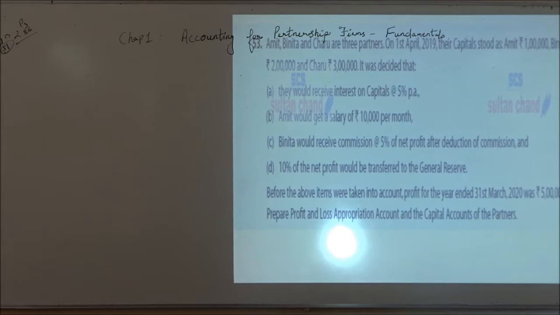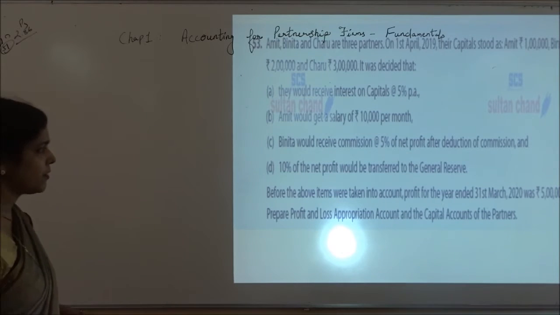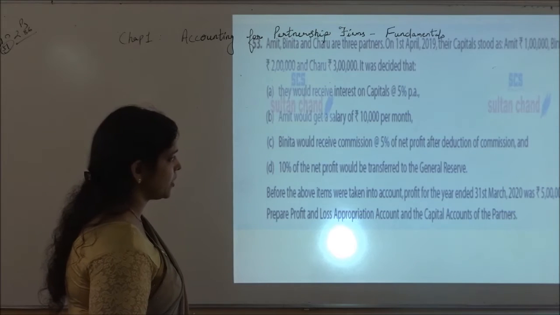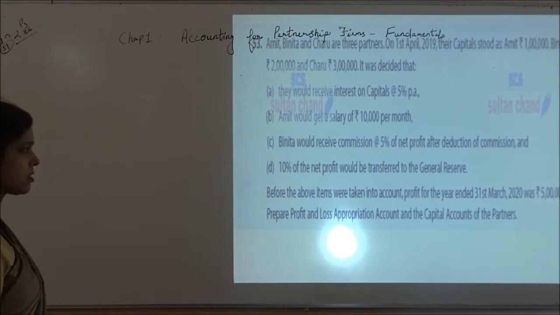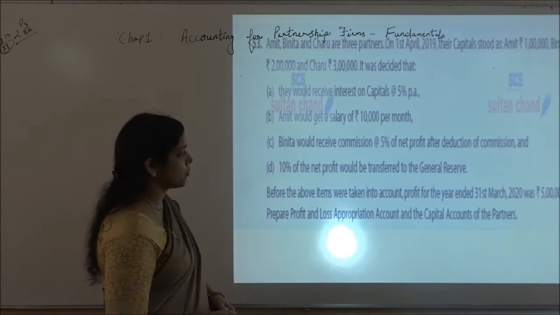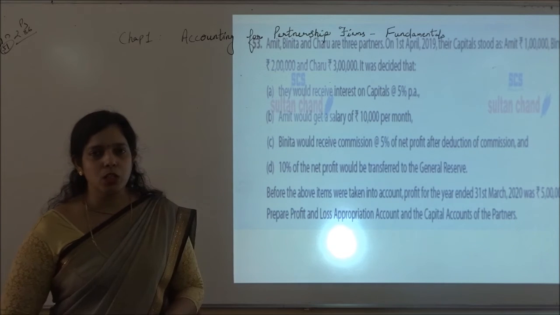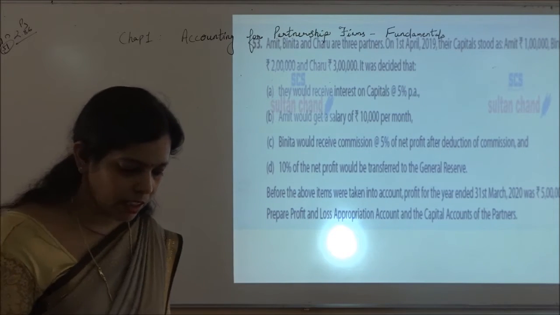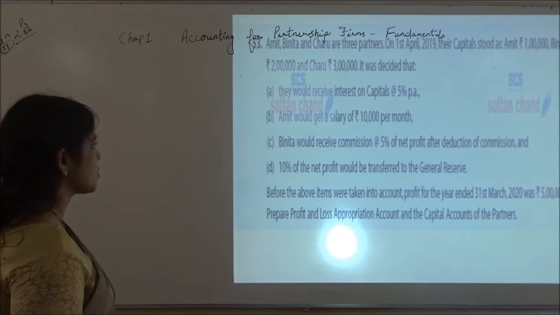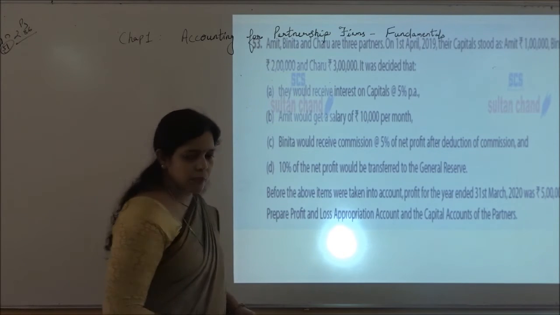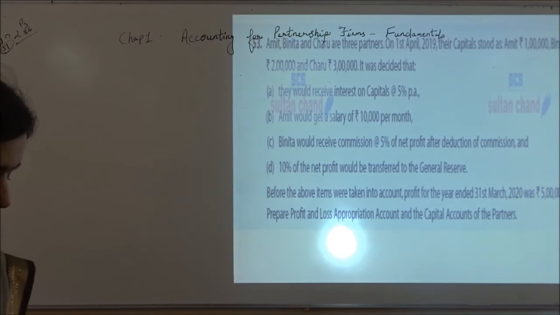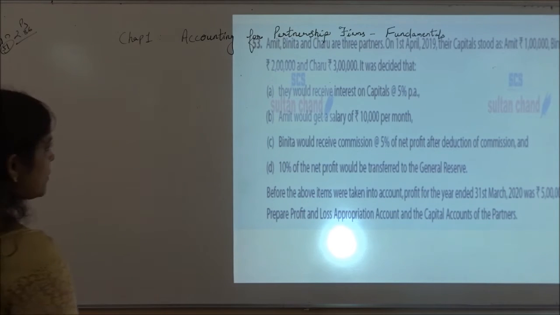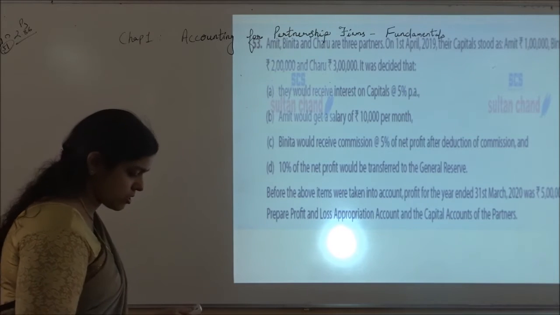Before the above items were taken into account, profit for the year ended 31st March 2020 was rupees 5 lakh. Prepare P&L appropriation account and the capital accounts. Yes, here in this question you have to prepare the capital account. Also in the previous question we have prepared the appropriation account as it was asked in the question. I hope you have taken screenshot or you have noted down the question. Now let us make the format and start solving this question.